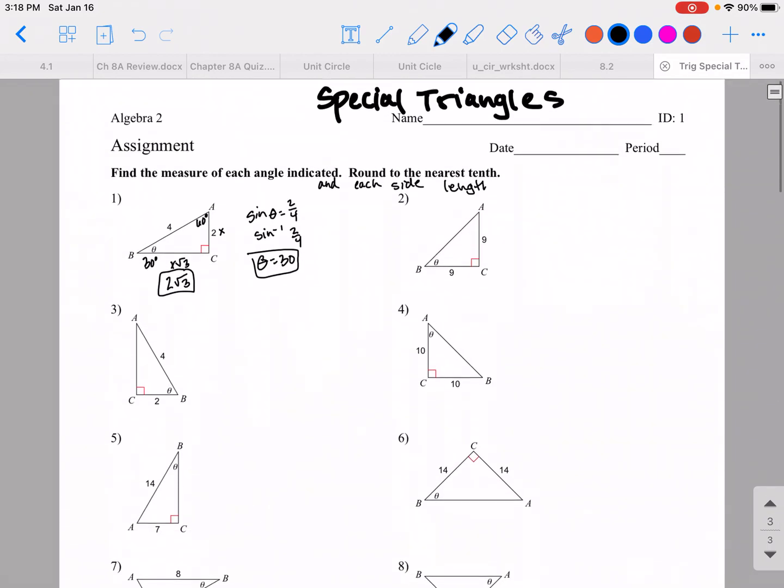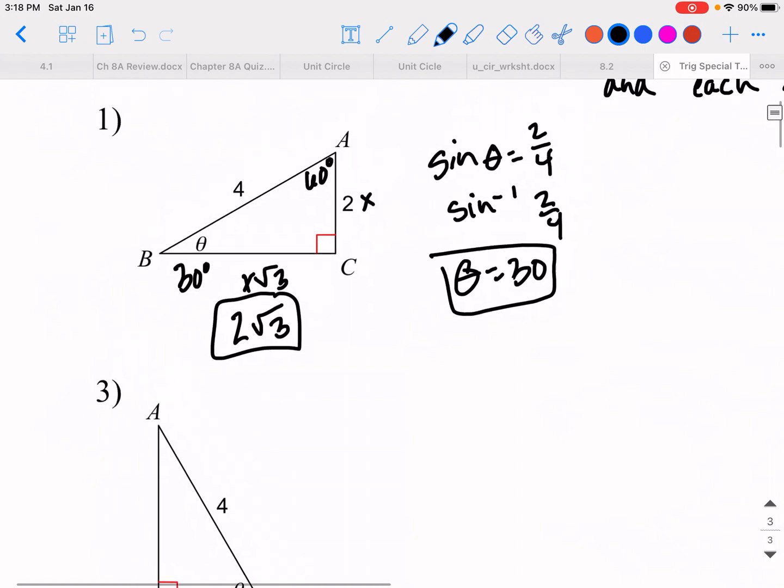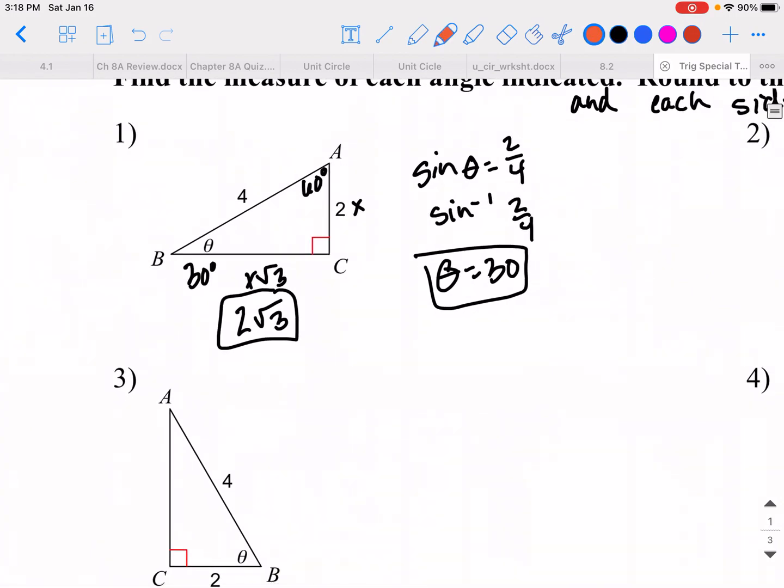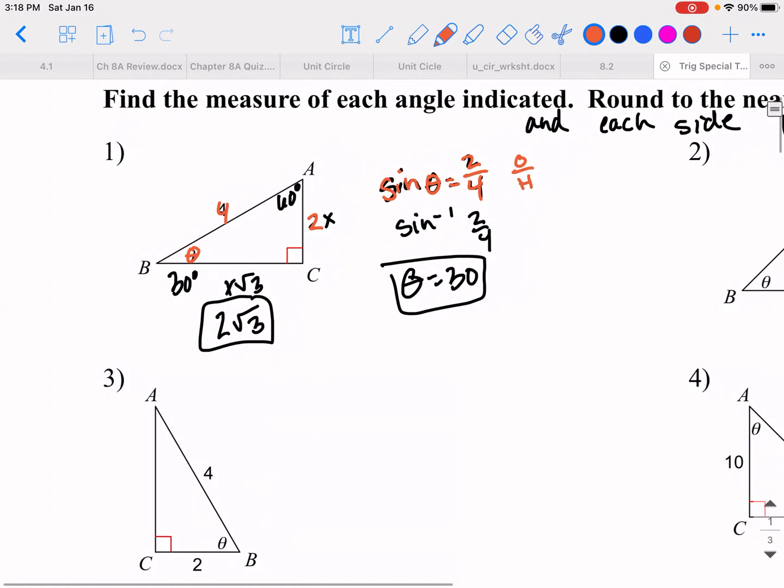Example 1 I've already written out, but I will go through it again. To find my theta, I did sine of theta is equal to 2 over 4, because for sine it's just opposite over hypotenuse. And this is a review, maybe you remember from last year: to get an angle measurement, when we have sine of theta equal to 2 over 4, we use the inverse of sine and evaluate our ratio with it. So in your calculators, you'll put inverse sine of 2/4.